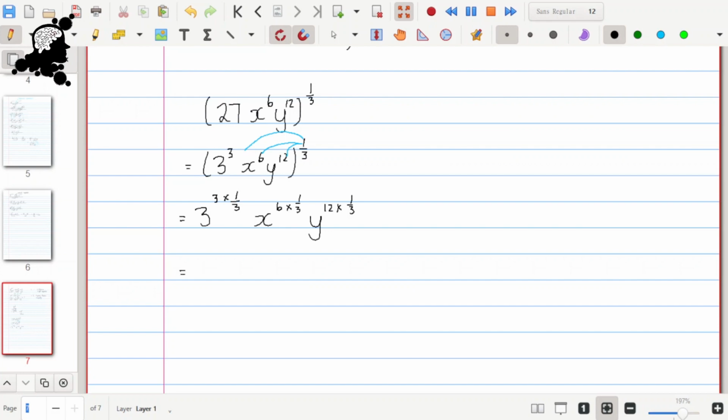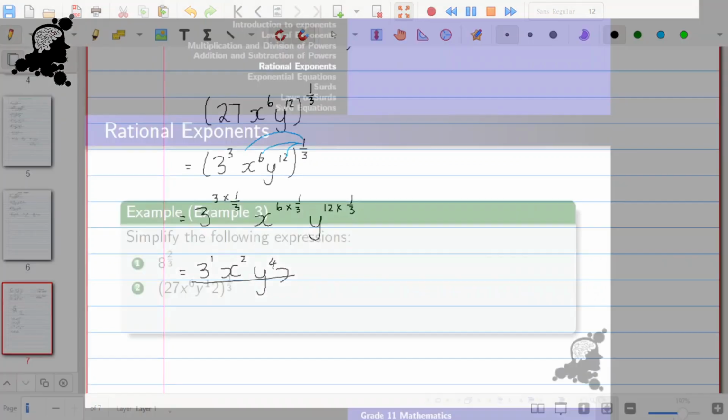Now when we simplify this, 3 times a third is just going to give you 3 to the power 1. X to the power 6 times 1 over 3, so 6 times 1 over 3, is just going to give you x to the power 2. 12 times 1 over 3 is going to give us y to the power 4. And this would be our final answer. Lovely. Wonderful. Life is great.